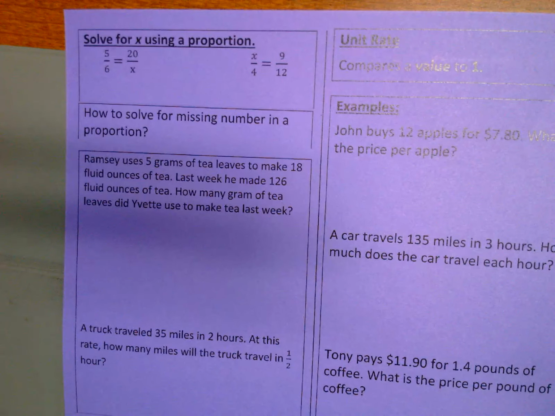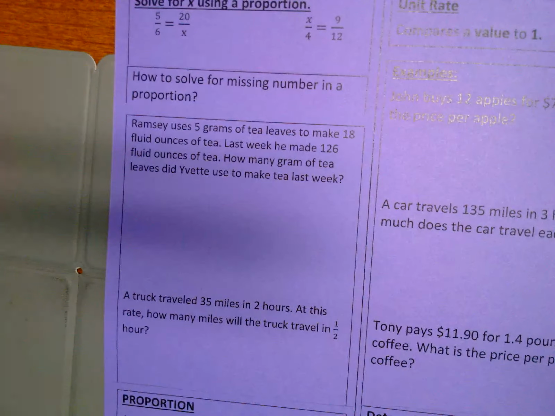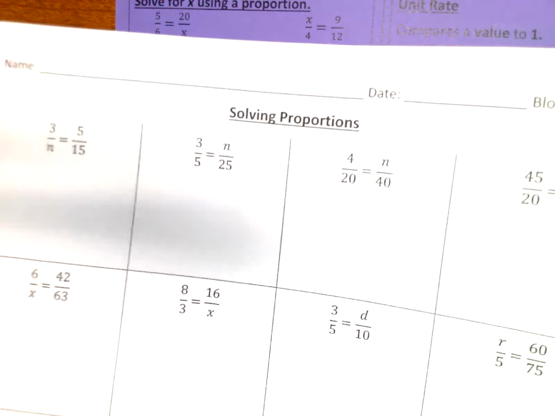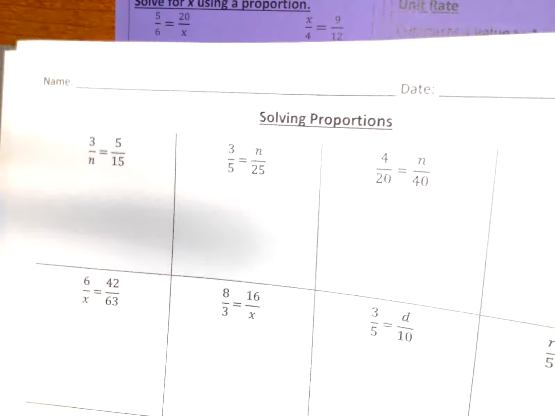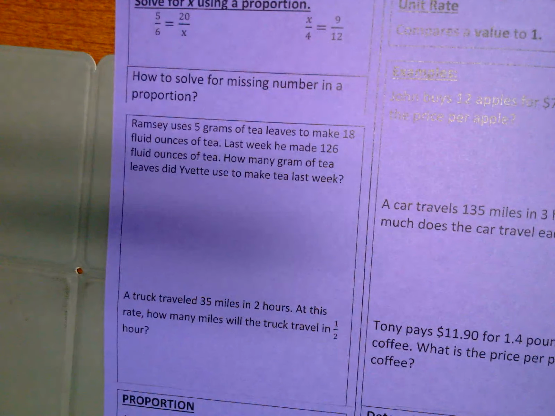All right, so we're going to take our last set of notes. And I want you to ask questions if you get stuck. After these notes, notice what I have for you. Solving proportions. How do we solve proportions? Cross multiply and divide. All right, here we go.